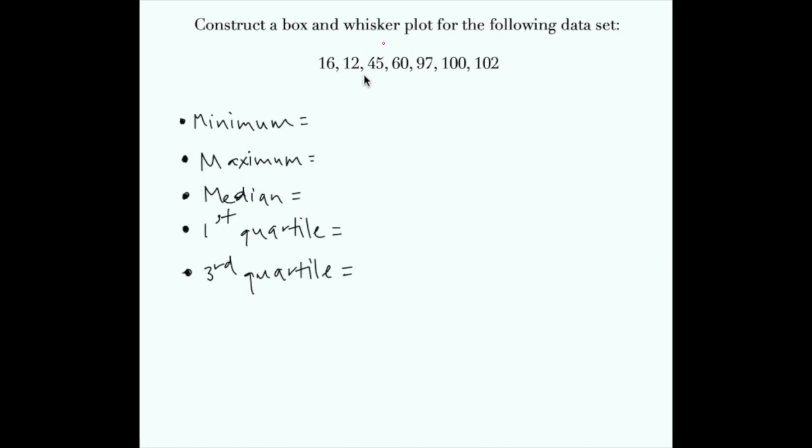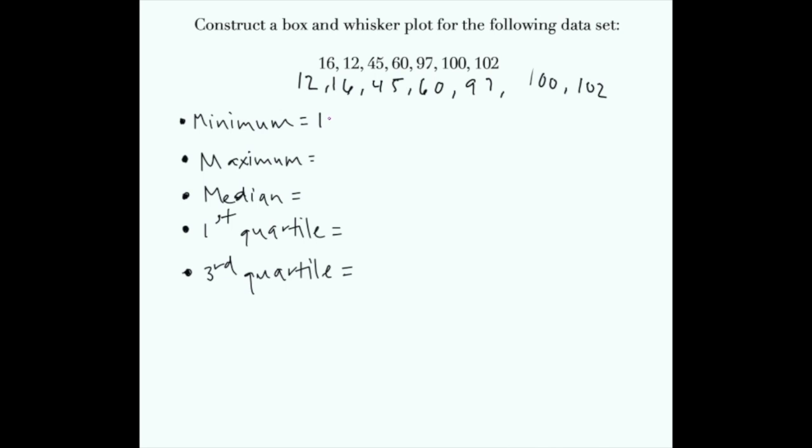So let's take a look at an example. Construct a box and whisker plot for the following data set: 16, 12, 45, 60, 97, 100, and 102. Let's first order the data set from least to greatest: 12, 16, 45, 60, 97, 100, and 102. Now let's identify the 5 numbers.